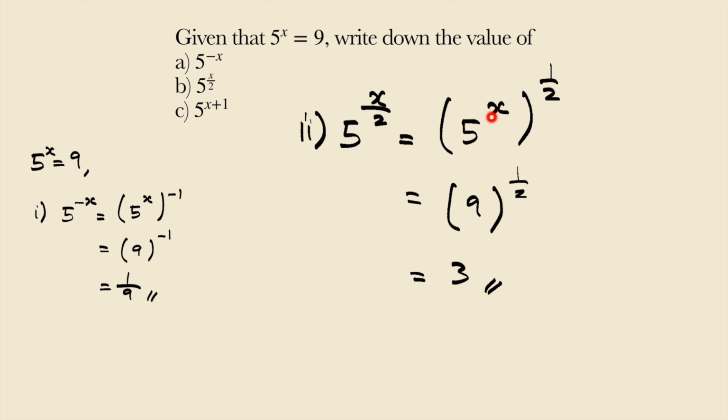Okay, what's the utility of this? I can just write a 9 in there. And do you recall, power half is square root, so square root of 9 is positive 3 here.